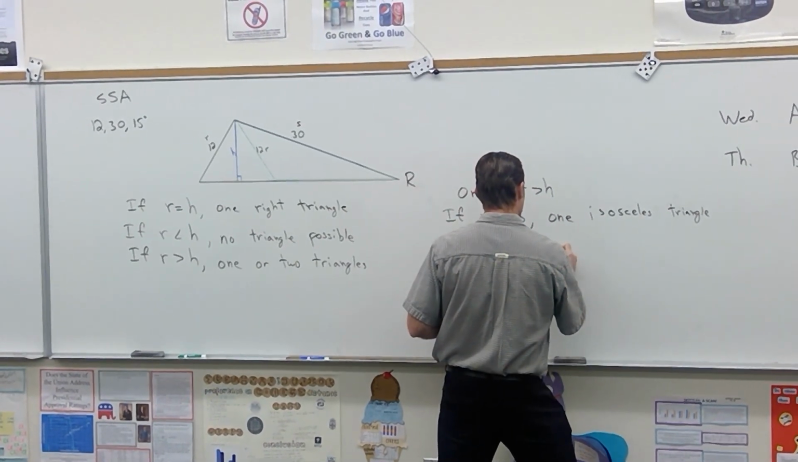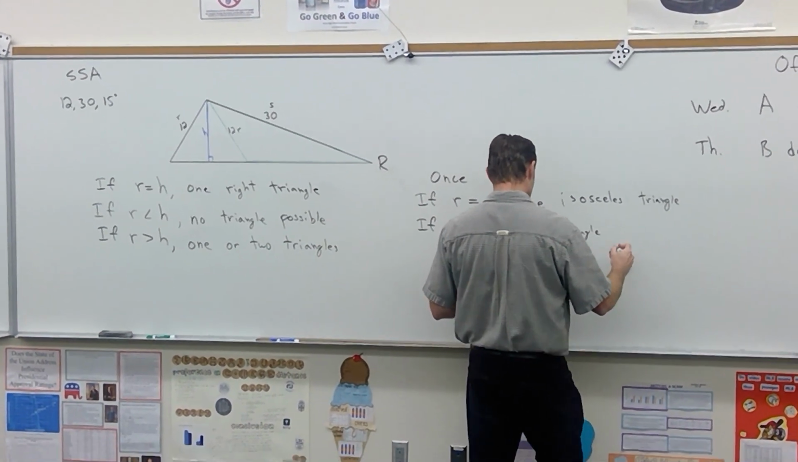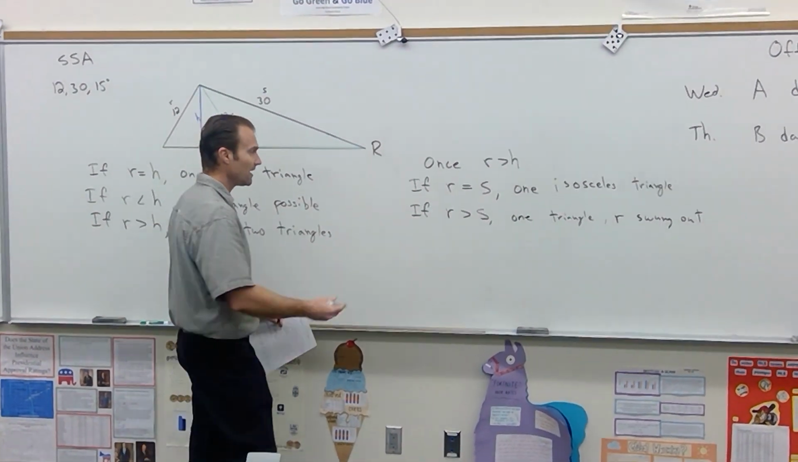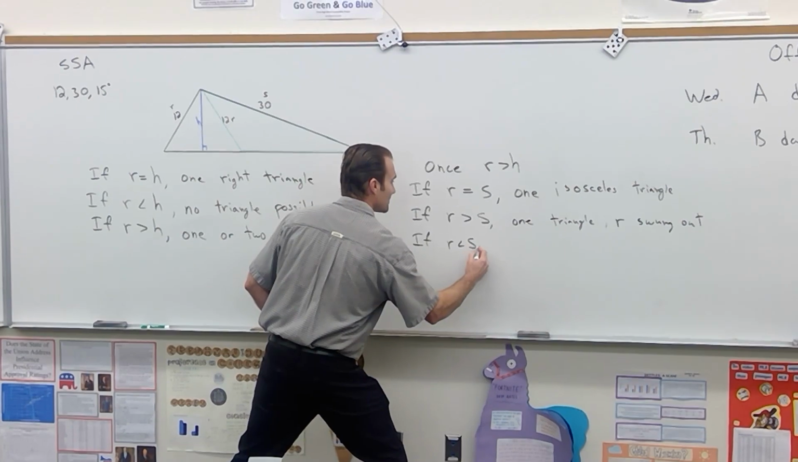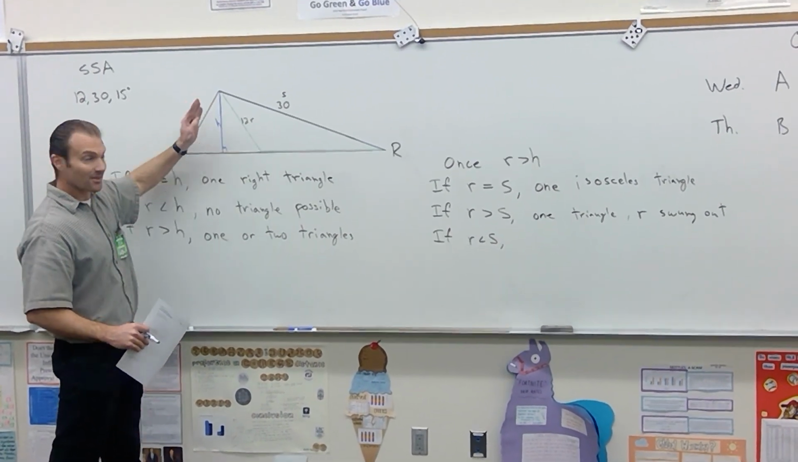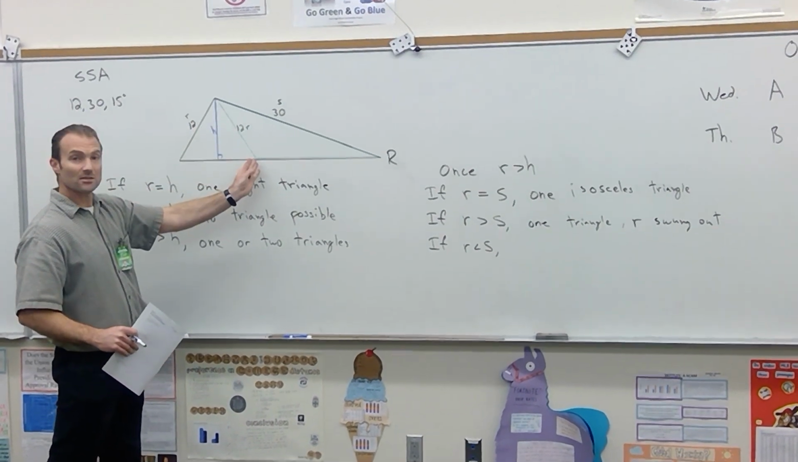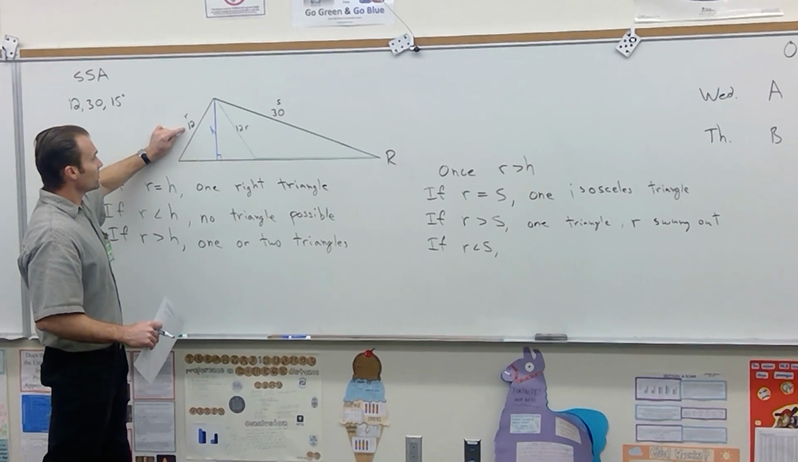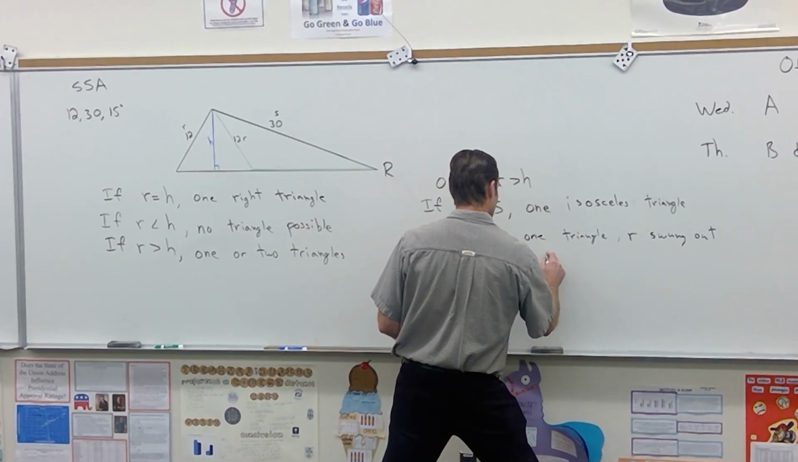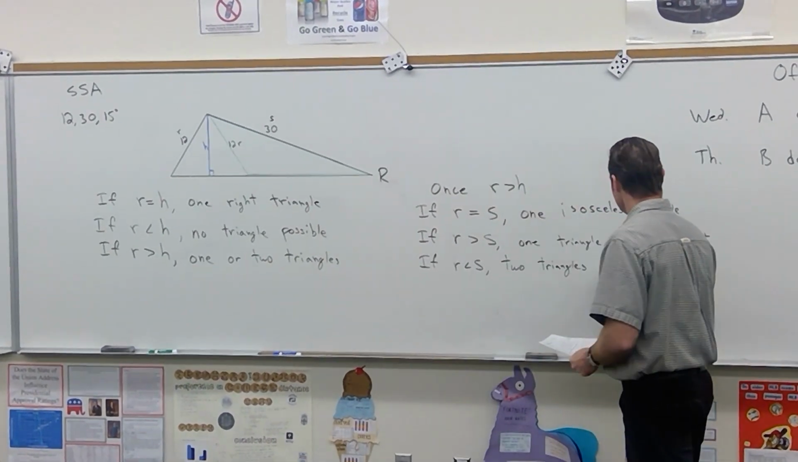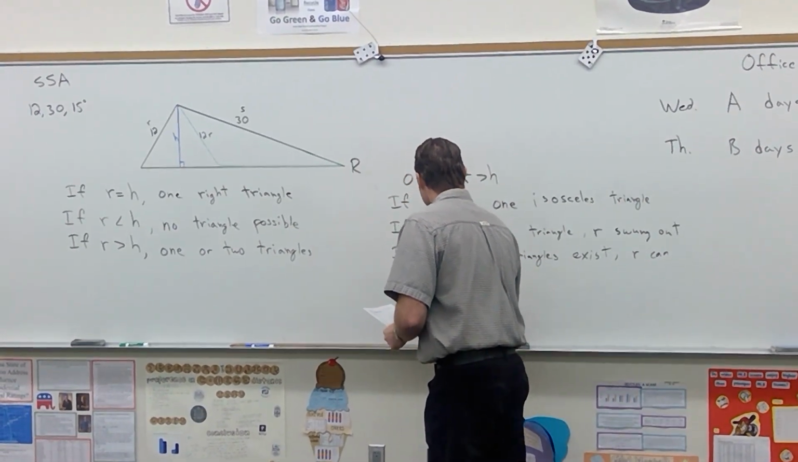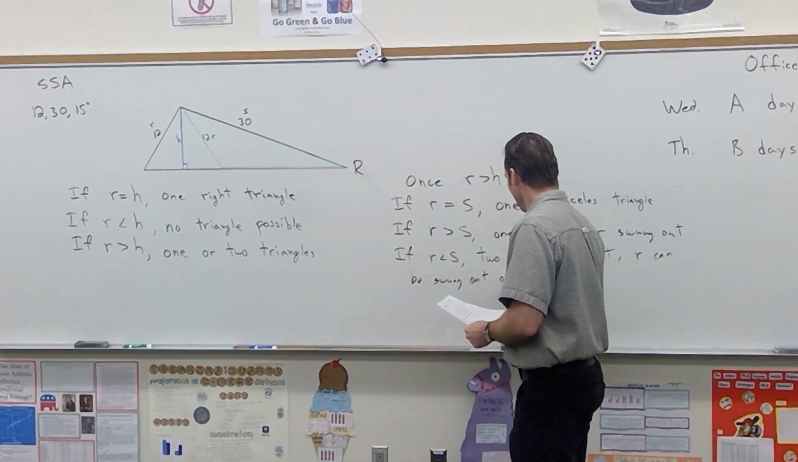So I'll have one triangle with R swung out. Okay, and then that leads us to our last choice. If R is less than S, and that's the one I drew up here. R is 12, S was 30. When that happens, I have two choices. R could be swung out, or R could be swung in. Two possible triangles, both 12, 30, and acute angle. That's SSA. So two triangles will exist. R can be swung out or swung in.